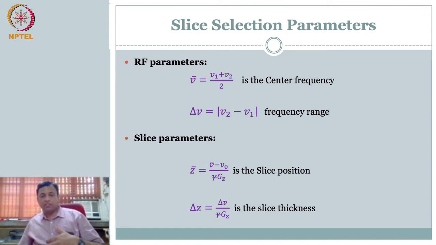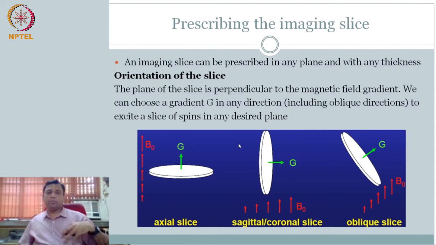So frequencies will be changed so that this position is chosen, because everything else is in your control. G is an instrumentation parameter, V1, V2 are all your parameters. Gamma is the material property, but here in biomedical we said it's all about hydrogen, so we can always calibrate everything else, correct?